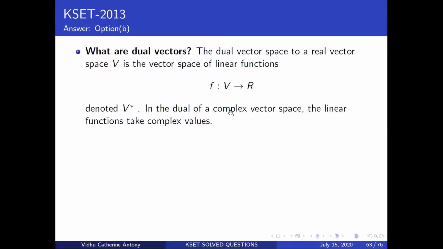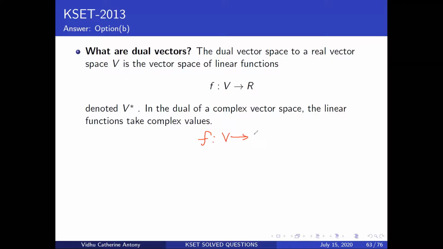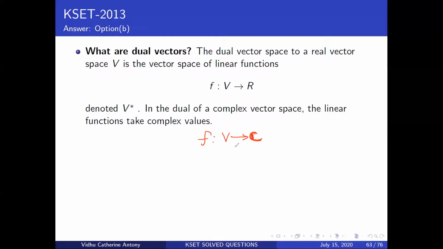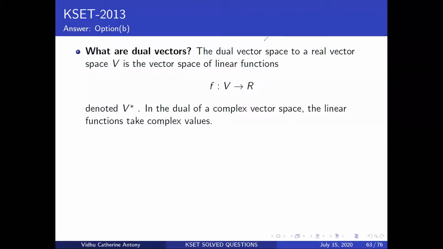Now, I can also write this in terms of complex functions. So I basically have F from V, if it is a complex vector space, to C. They usually write C in a bold math font. So this refers to your complex vector space. When you're looking at your ket and bra vectors, they are usually written in terms of complex vector spaces.